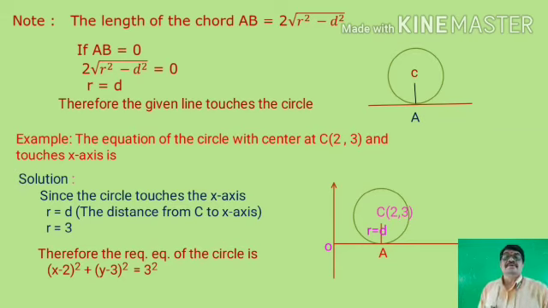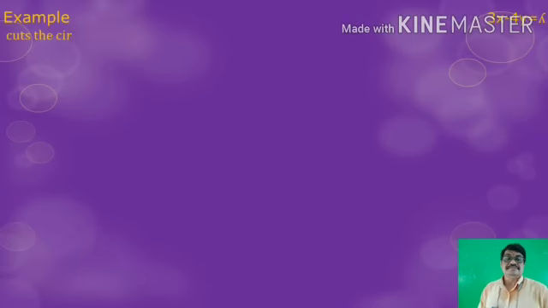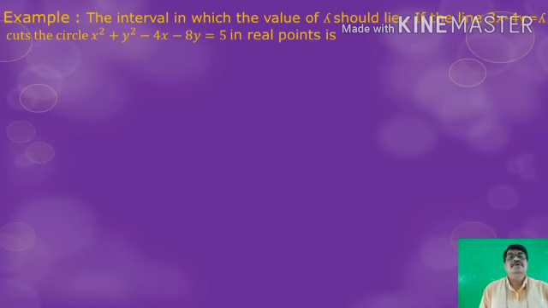That is the required equation of the circle. See the next example on these cases. The interval in which the value of lambda should lie, if the line 3x minus 4y is equal to lambda cuts the circle x square plus y square minus 4x minus 8y is equal to 5 in real points. This is the problem here.